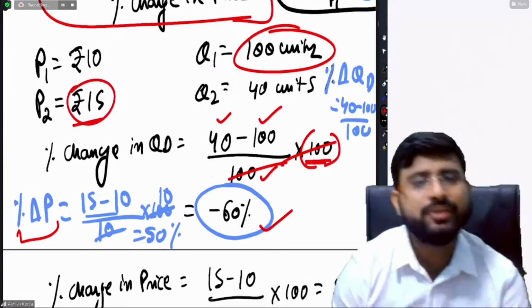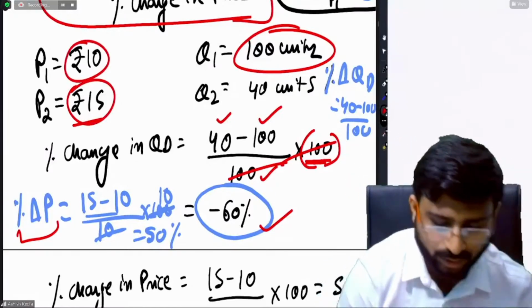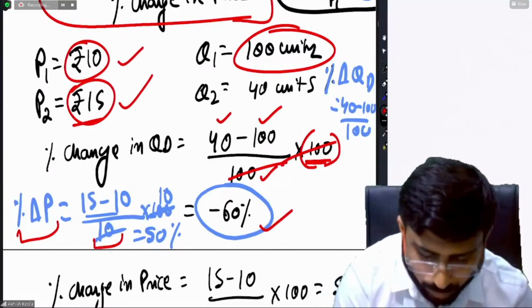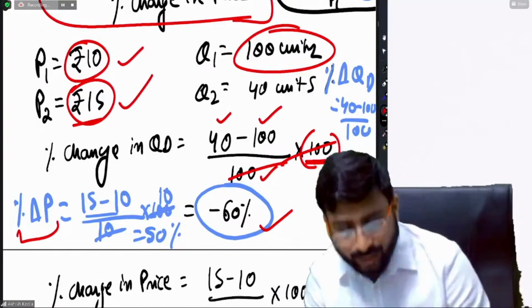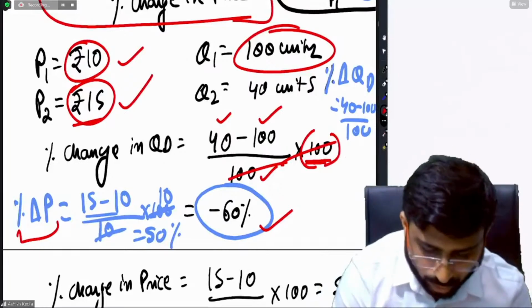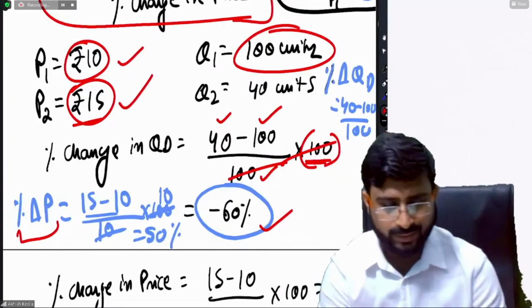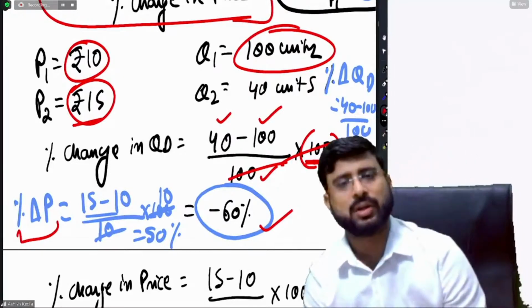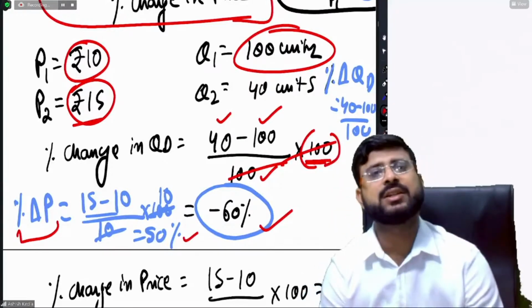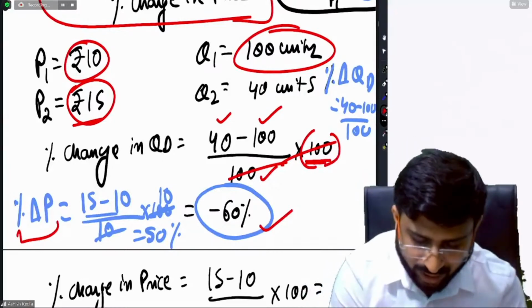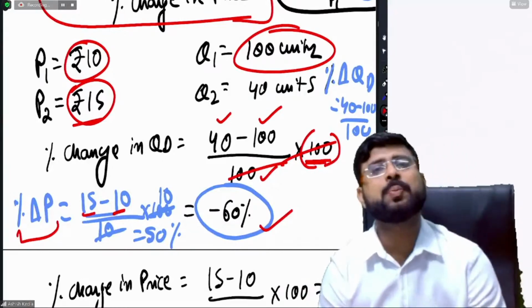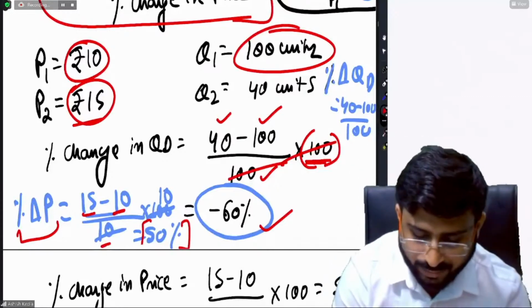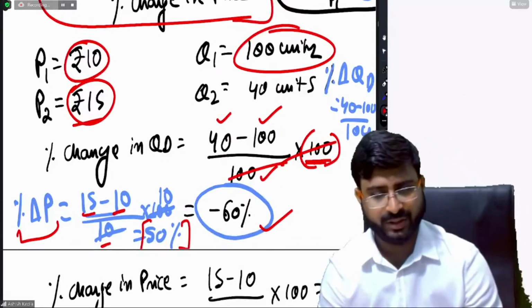And percentage change in price, again, new price minus old price by old price into 100. What is new price? 15 rupees. What is old price? 10 rupees. So new price 15 minus old price 10 by old price 10 into 100. So how much does it become? It becomes 50%.